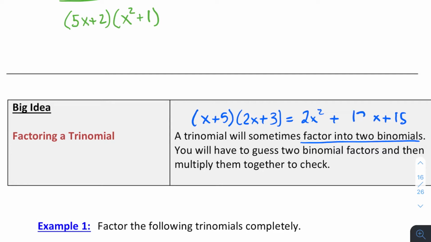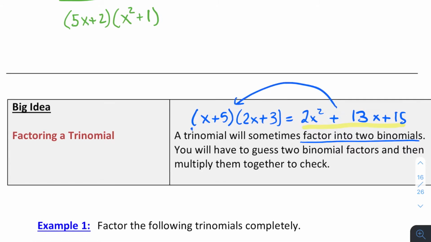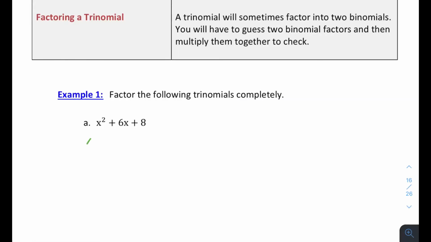I'm going to see if I can figure out what two binomials would multiply together to get me that. I am going to show you two methods, one of which is basically guessing and checking, and the other one is using grouping. So first off, I'm going to do this with guessing and checking. So I'm going to guess two binomials that I think could multiply to get me this.